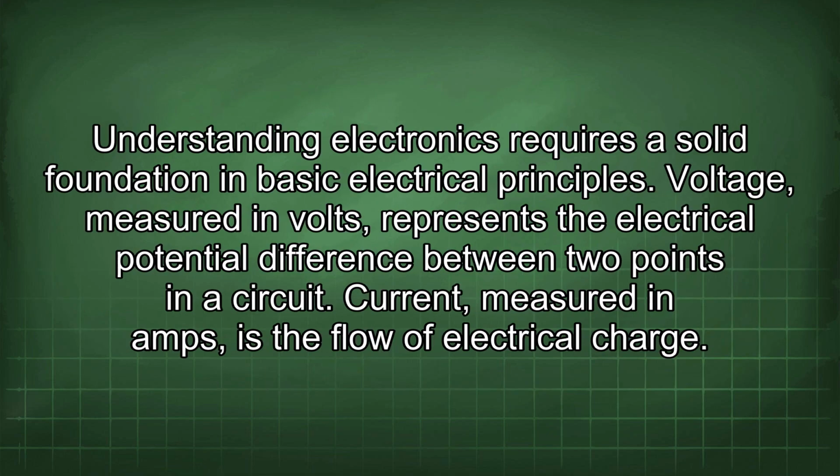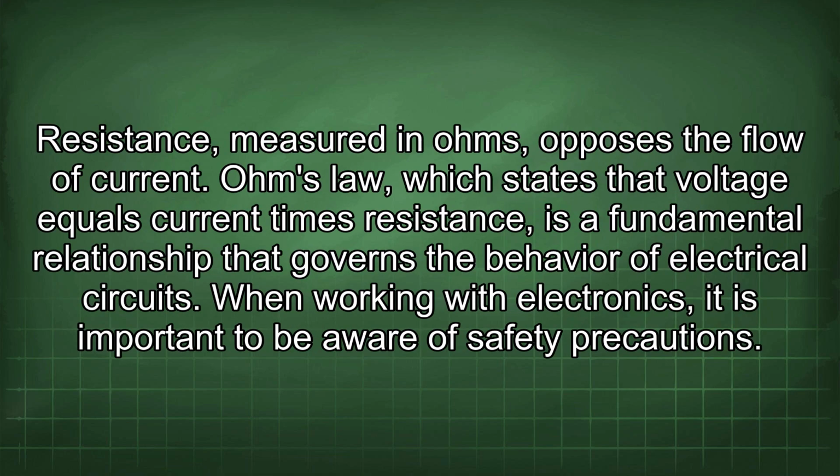Understanding electronics requires a solid foundation in basic electrical principles. Voltage, measured in volts, represents the electrical potential difference between 2 points in a circuit. Current, measured in amps, is the flow of electrical charge. Resistance, measured in ohms, opposes the flow of current. Ohm's law, which states that voltage equals current times resistance, is a fundamental relationship that governs the behavior of electrical circuits. When working with electronics, it is important to be aware of safety precautions.